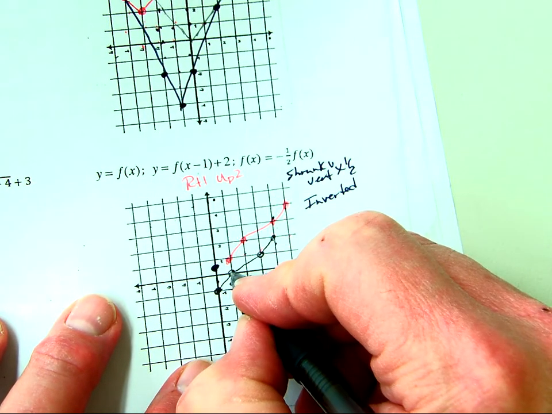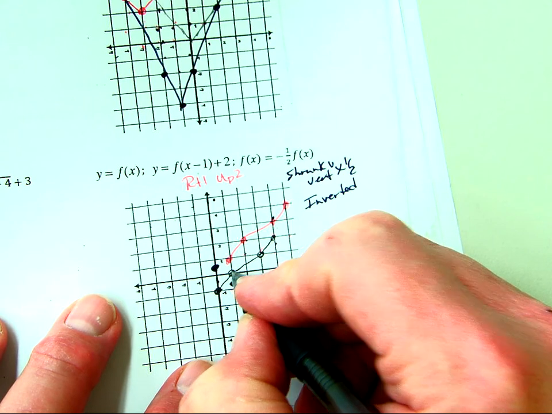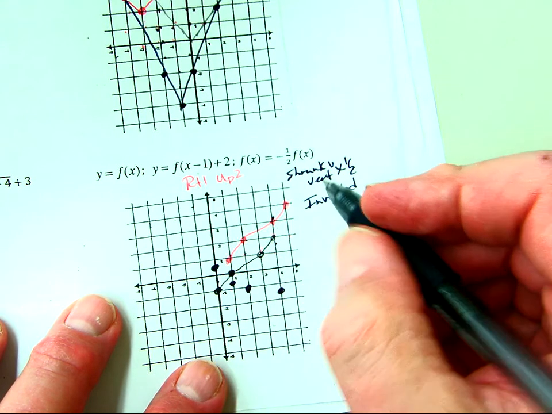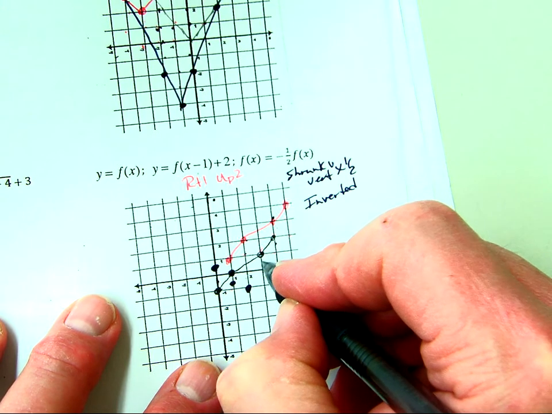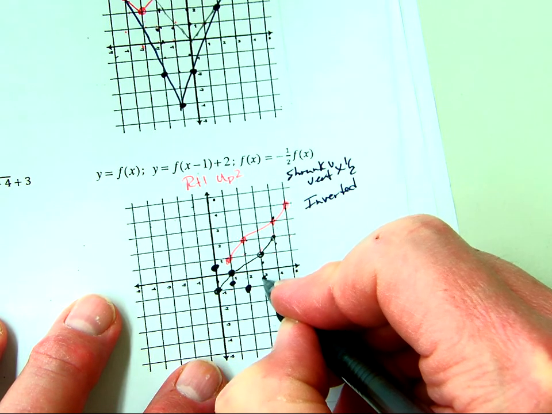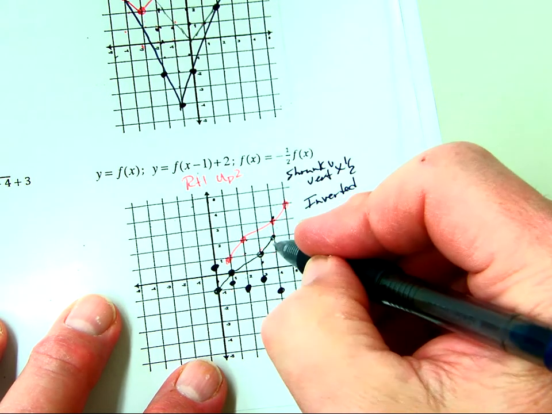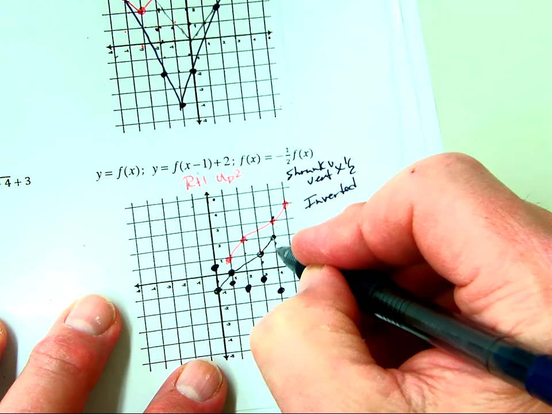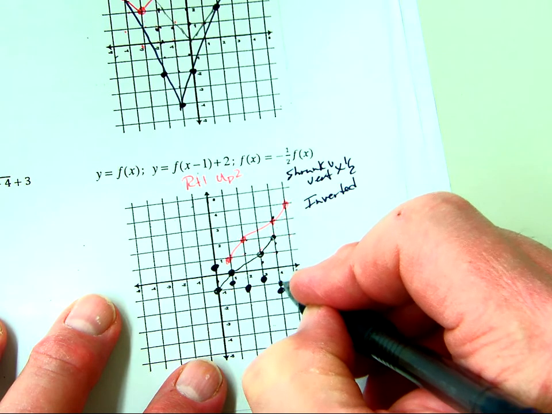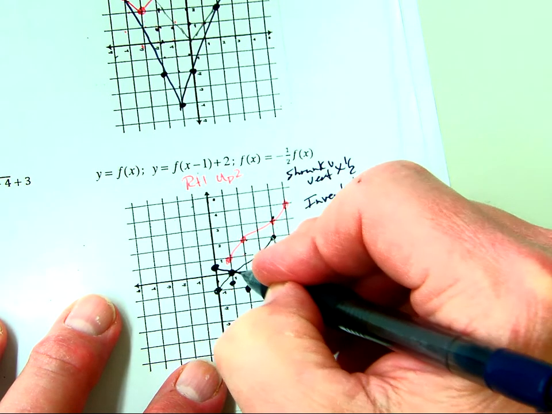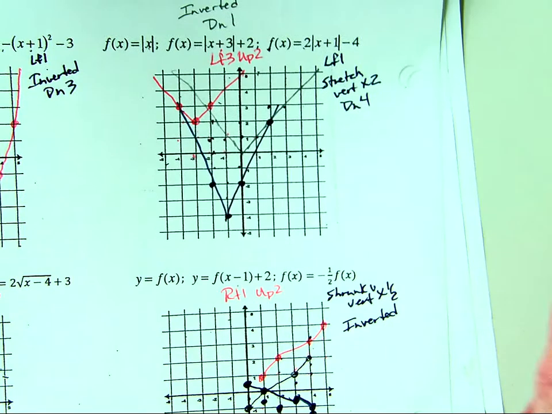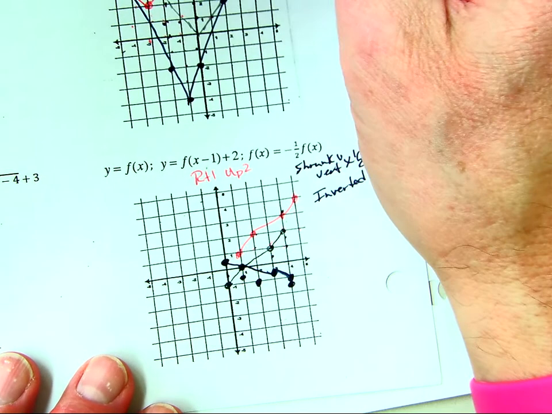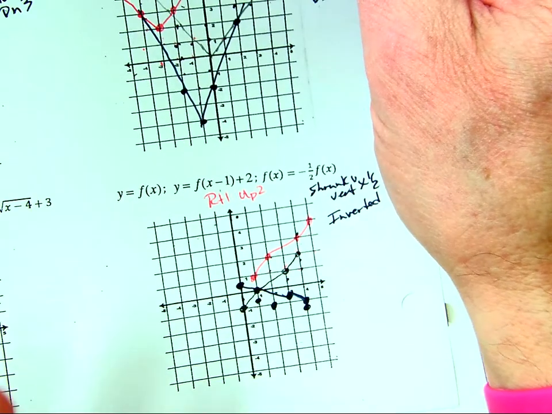Here the y is 0, so half of 0 is 0, inverted it stays right there. This point right here is at 1, half of that's 1/2, inverted is -1/2. Here y is 2, half of that is 1, inverted is -1. So this graph, if I get the right points now, would look like that. So again, that's graphing. Just follow through and go step by step through the thing.